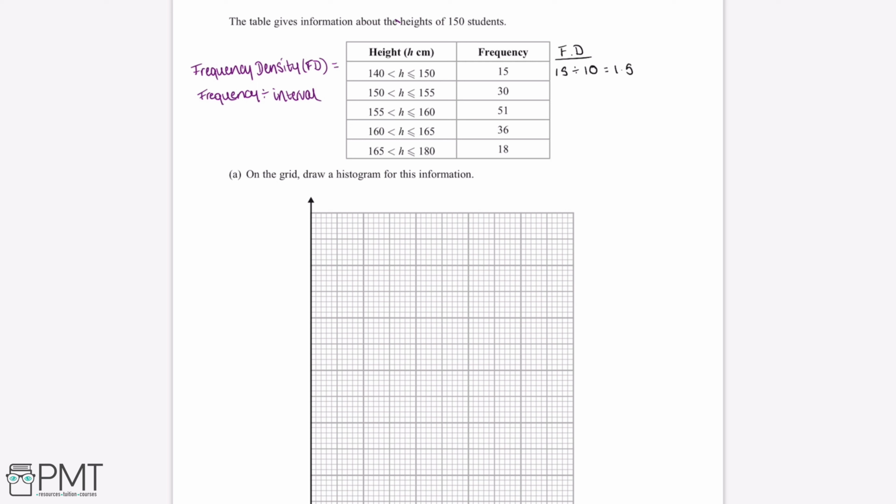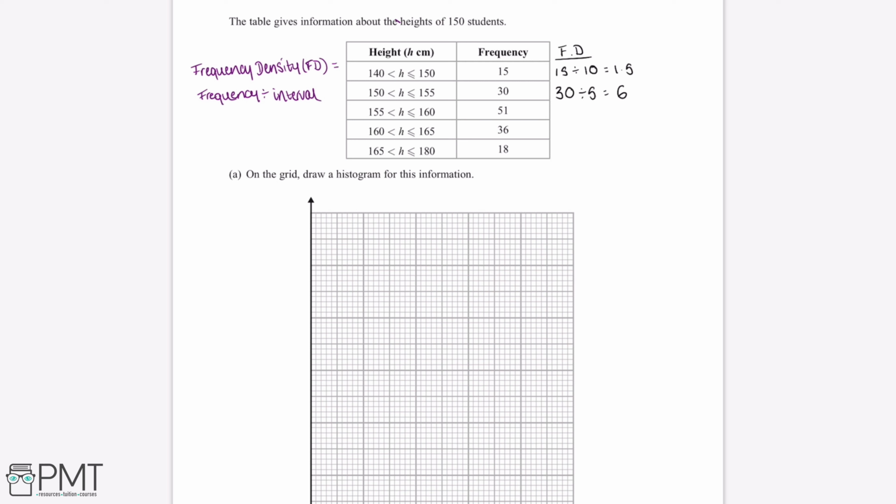For our second piece of information, we have a frequency of 30 and our heights are between 150 and 155 centimetres, meaning we have an interval of 5. So our frequency density will be 30 divided by 5, and this gives us an answer of 6. And we can continue this for the rest of the table.